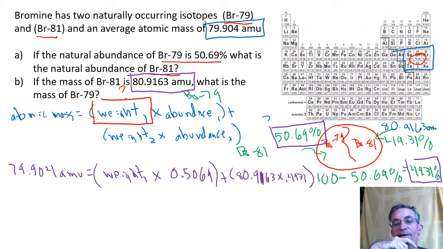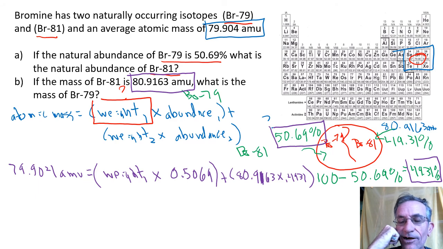All right, so everything looks like it's in the right place. I've got the average weight on the left. I've got the weights and the amounts on the right, except for the one I don't know, right? I'm looking for the weight of bromine 79. At this point, it's algebra. All right. So let's see how we're going to do this. The first thing I'm going to do is there's all this stuff on the right-hand side. Let's see if we can simplify it. And our goal is to get that weight 1 by itself, right?